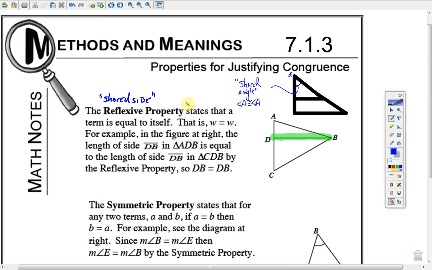Another phrase that gets used in the book a lot is congruent to self, congruent to itself. So when we have a shared angle or a shared side like this, using the reflexive property, we may say that it is congruent to itself. All just reworkings of the reflexive property.